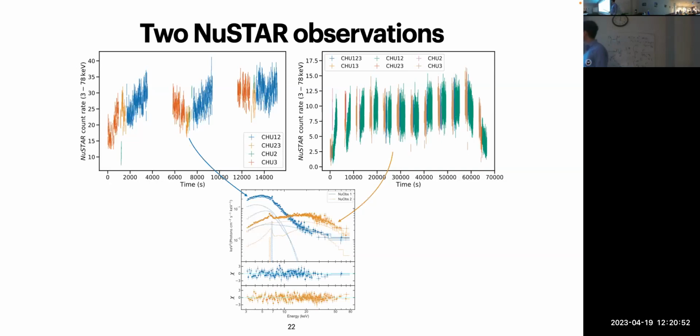And so here I'm showing the light curve from the first observation, which is at the peak of the outburst, and the light curve of the second observation in the long tail of the outburst many days later. And I've extracted spectra from these two observations that I'm showing here.